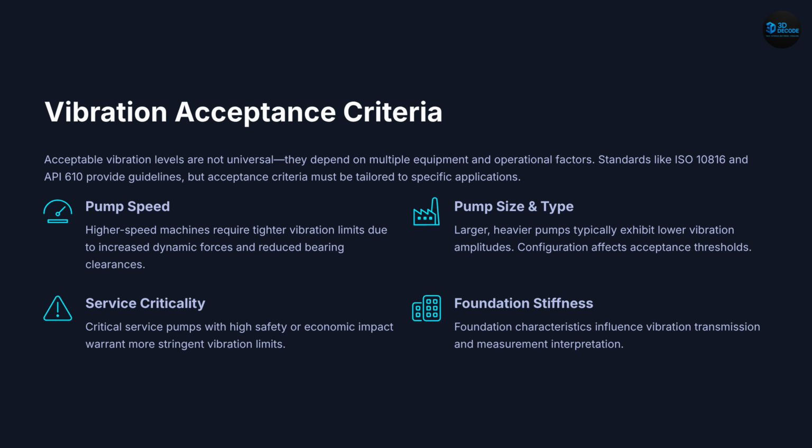Slide 5. Acceptance criteria. Acceptable vibration depends on speed, size, service, and foundation. Standards like API 610 and ISO 10816 define limits. Critical machines require stricter limits.